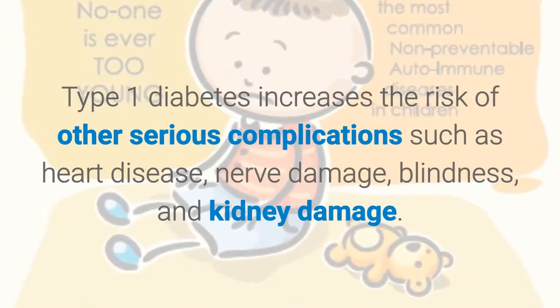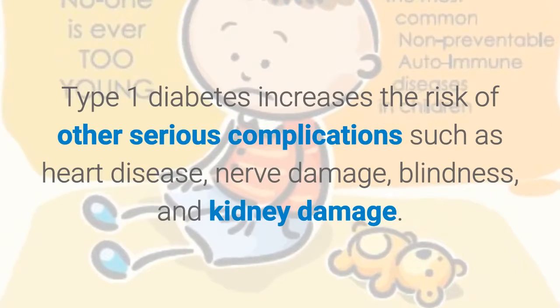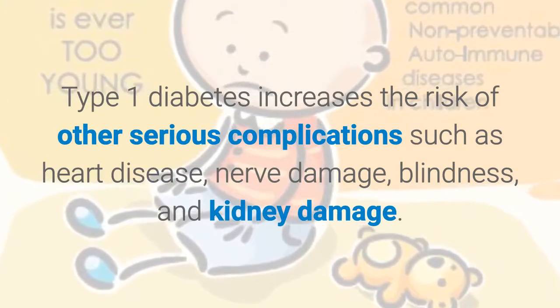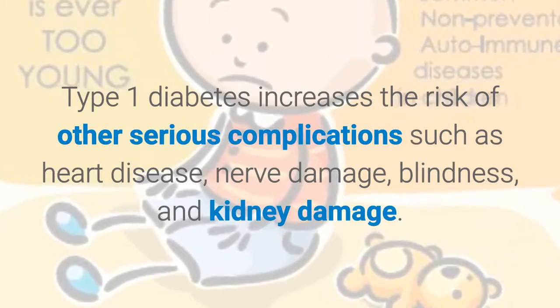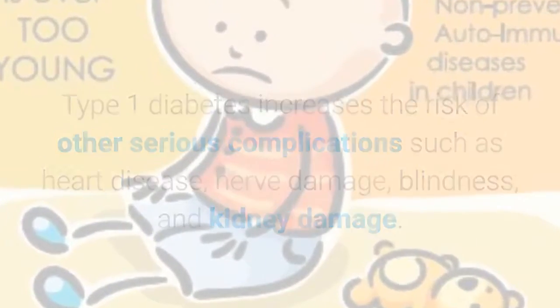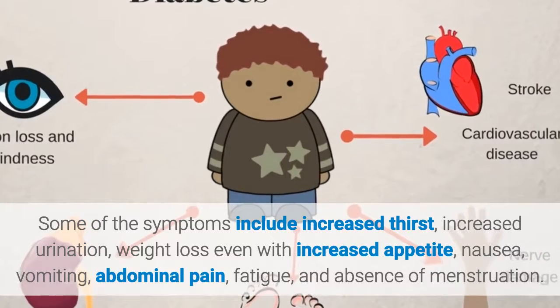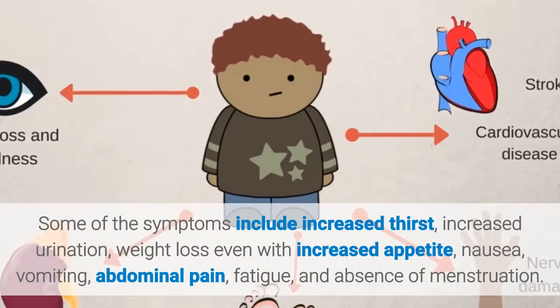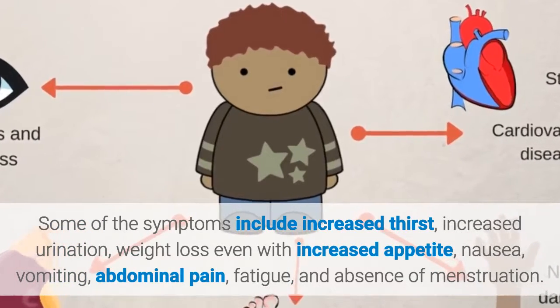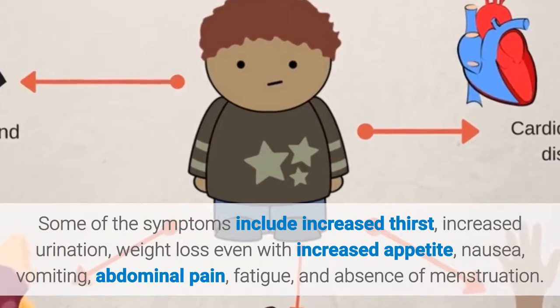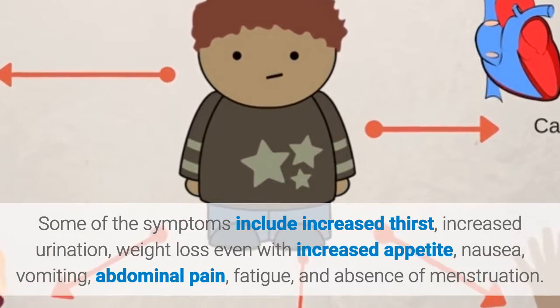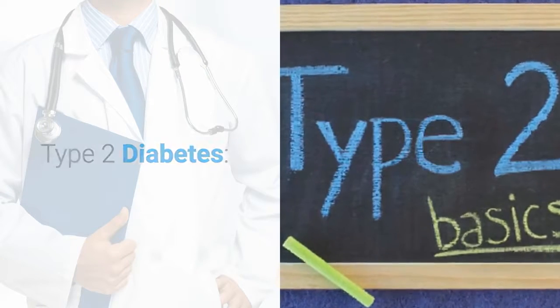Type 1 diabetes increases the risk of other serious complications such as heart disease, nerve damage, blindness, and kidney damage. Some of the symptoms include increased thirst, increased urination, weight loss even with increased appetite, nausea, vomiting, abdominal pain, fatigue, and absence of menstruation.